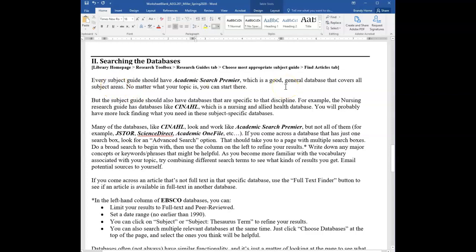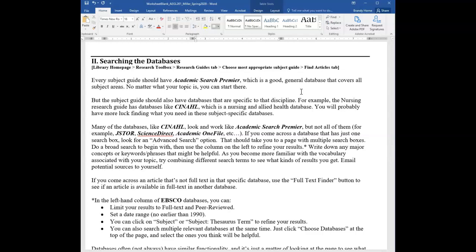Whatever your subject area is, you're going to choose the appropriate subject guide, and you're going to search the databases there. Every subject guide has the Academic Search Premier database, which is a good general database that covers all subject areas. Those of you in 201, you've probably seen it before. Those of you in 101, you may have seen it. It is one of the databases available through SC Discus, but the subscription level that we have is higher than what is available through SC Discus. Again, Academic Search Premier covers all subject areas. It's a good place to start, no matter what your topic is.